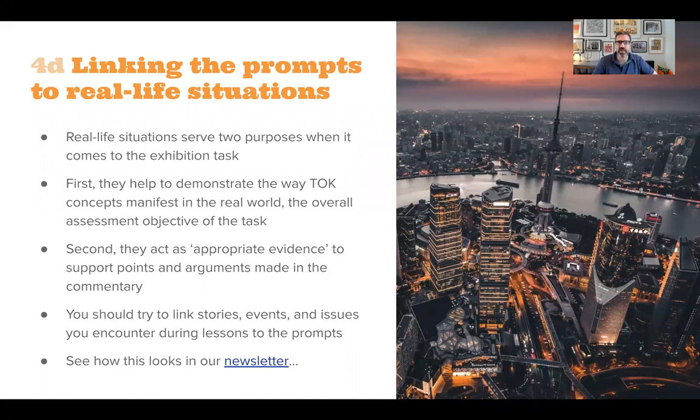So as I've said there, I think real life situations serve two purposes when it comes to the exhibition task. Remember, the overall aim in the TOK exhibition is to demonstrate how TOK concepts manifest in the real world. So obviously, if you're drawing on real life situations, events, issues, you're doing that. So that's on a bigger scale. And secondly, as we've said, I think this is one of our aspects of appropriate evidence to support arguments, to support points that are being made.